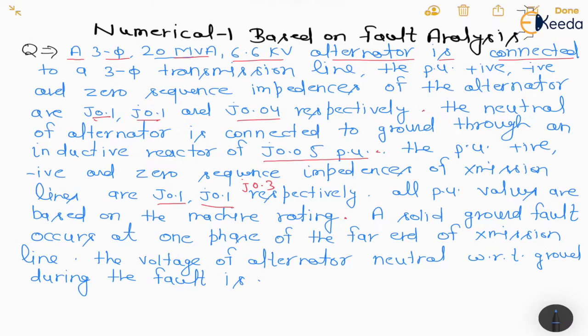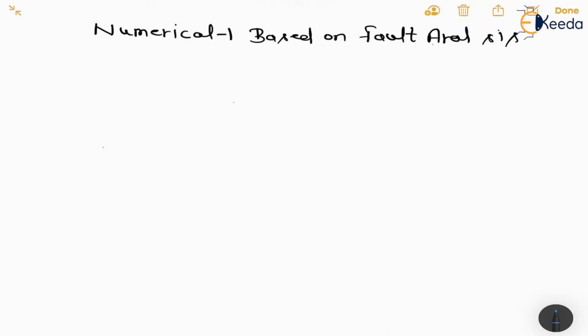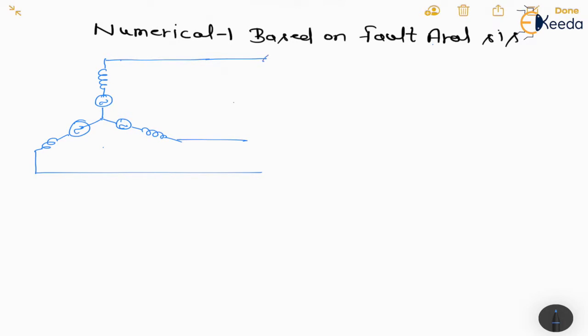So either you can write or you can go in reverse and then you can see. Now I'm going to another page. So we have one generator whose rating is 3-phase 20 MVA and 6.6 kV. Let us make one generator here first. Let us understand the question clearly. A 3-phase generator connected with a transmission line, a very long transmission line.